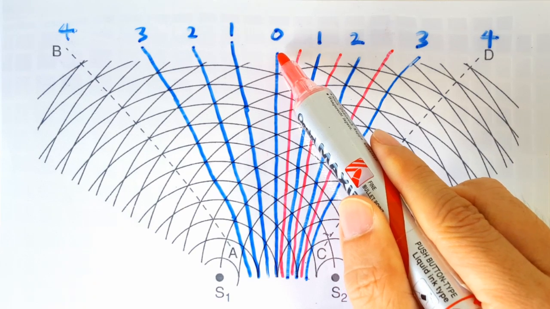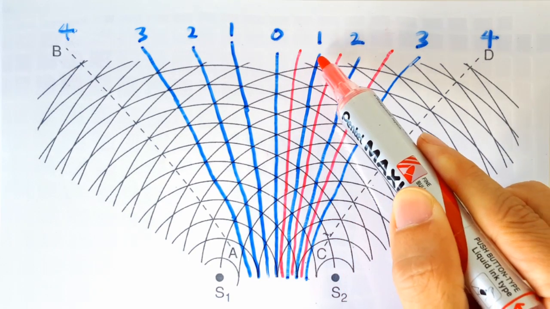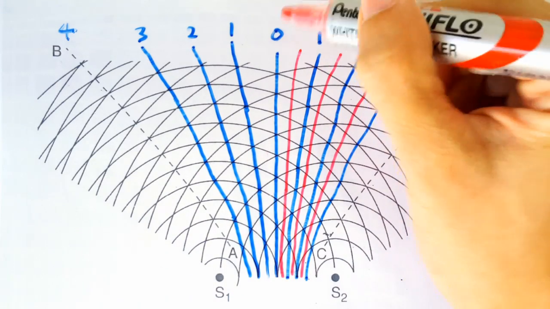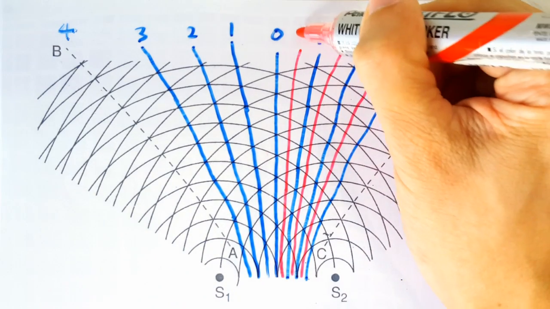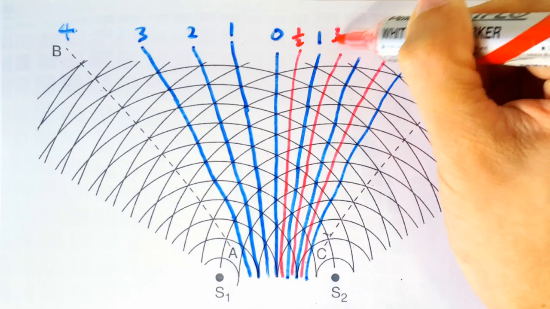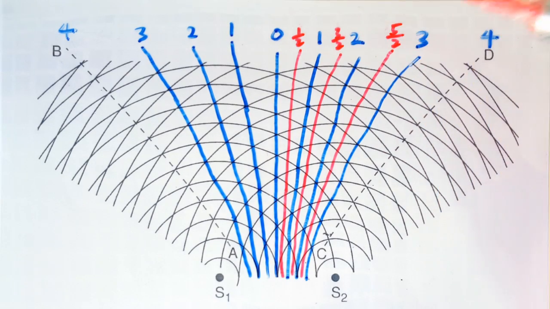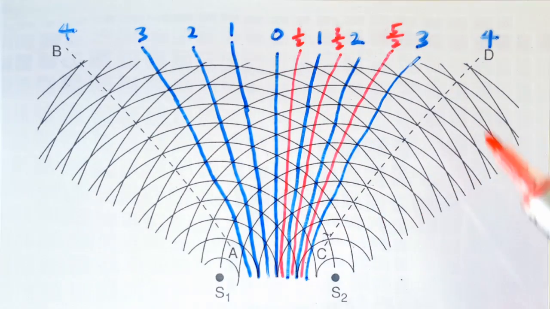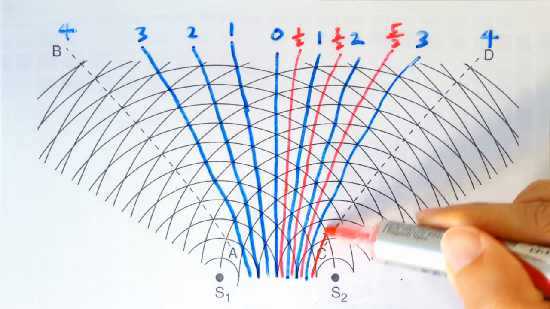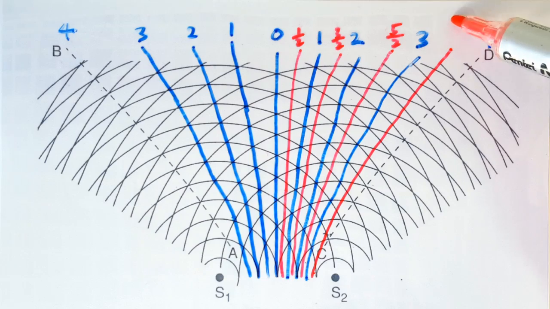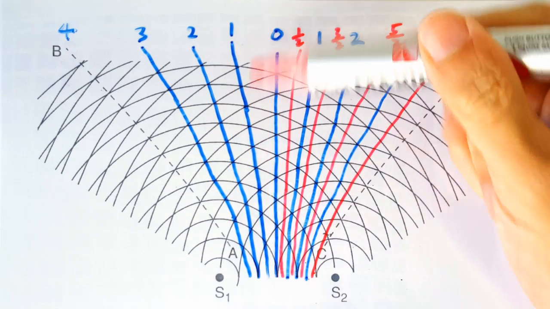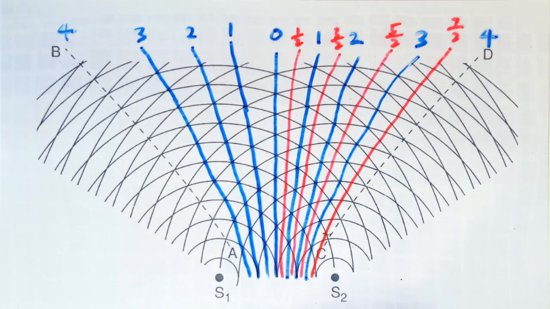Any point along this line has a path difference of 0. Any point along this line has a path difference of 1. To get destructive interference, we need a path difference of half, 1.5, 2.5, and so on. So those lines have to be found between two antinodal lines. Okay? So just draw any of these red lines I've drawn, or any of them on the left side will do as well. Okay, that's all I have to say.